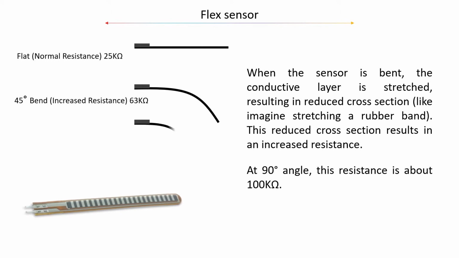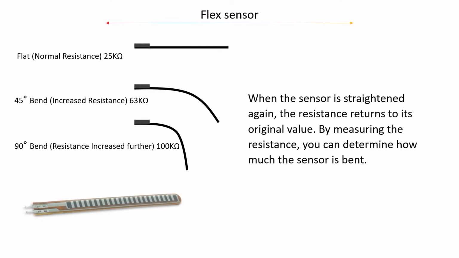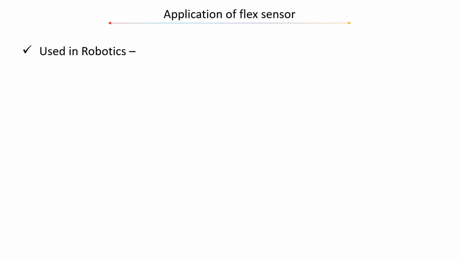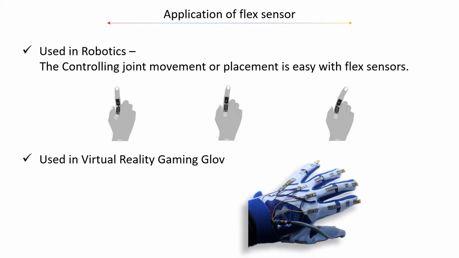At a 90-degree angle, this resistance is about 100 kilo ohm. When the sensor is straightened again, the resistance returns to its original value. By measuring the resistance, you can determine how much the sensor is bent. Application of flex sensor: it is used in robotics. Controlling joint movement or placement is easy with flex sensors. This is also used in virtual reality gaming gloves.